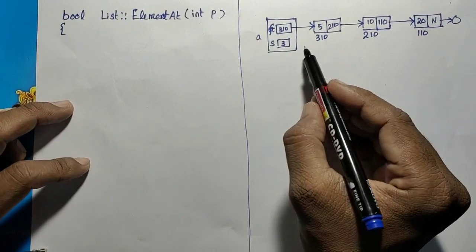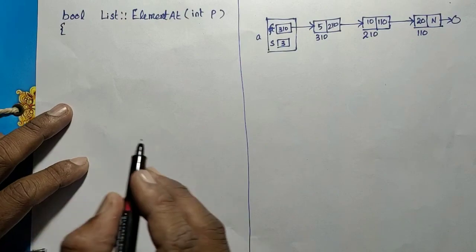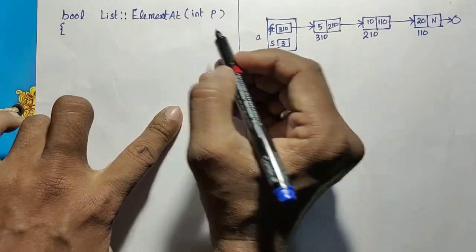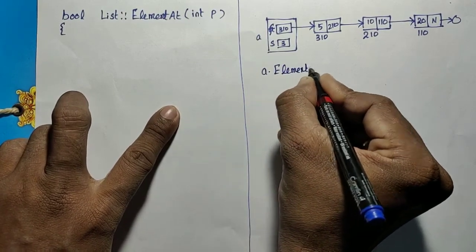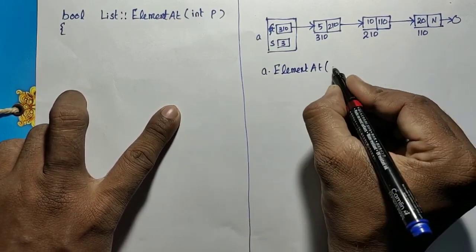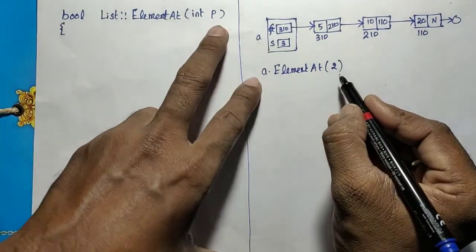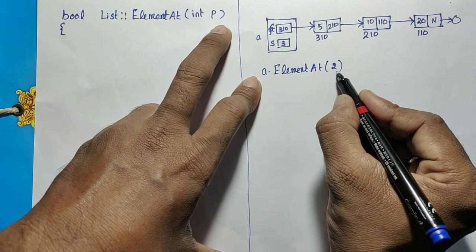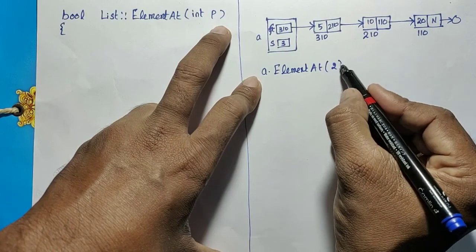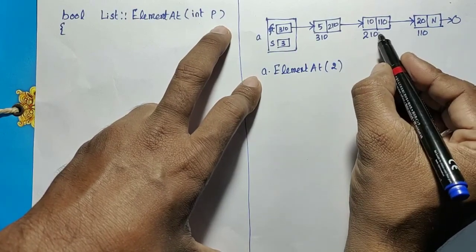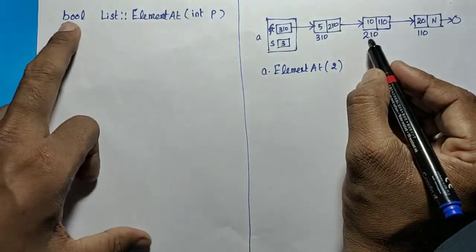Assume this list has 3 elements: 5, 10 and then 20. The input is the position actually. So if I call a dot element at, and pass 2, for example. Element at 2 means it needs to return the element which is present at the second position. So that means 10. That 10 has to be returned. But the return type is what?